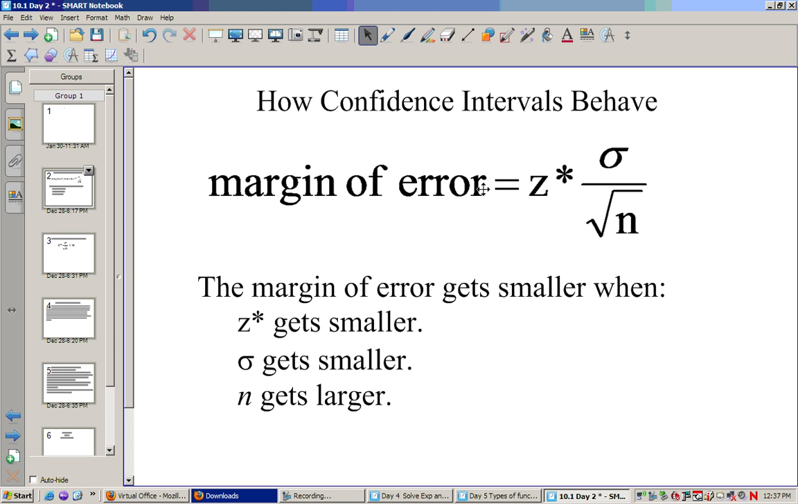Now margin of error is going to be z star times the standard deviation of the population over the square root of n. Margin of error gets smaller when z star is smaller, when sigma is smaller, or when n gets larger. However, if we want to change something, the only thing we can really change is n, because sigma is going to be what it's going to be. That's the standard deviation for the population. That's not something you can really change. And you don't want to adjust your z star just to get a certain margin of error. So your n is going to be the thing that you can control.